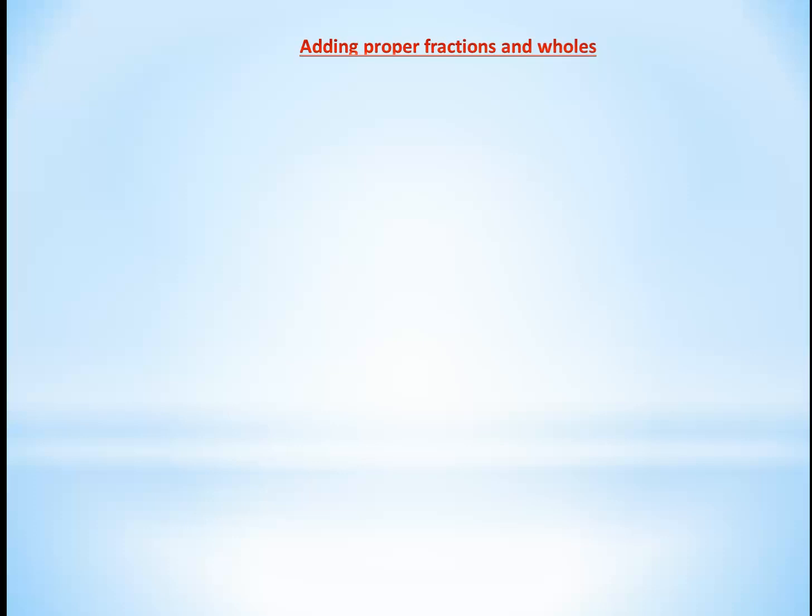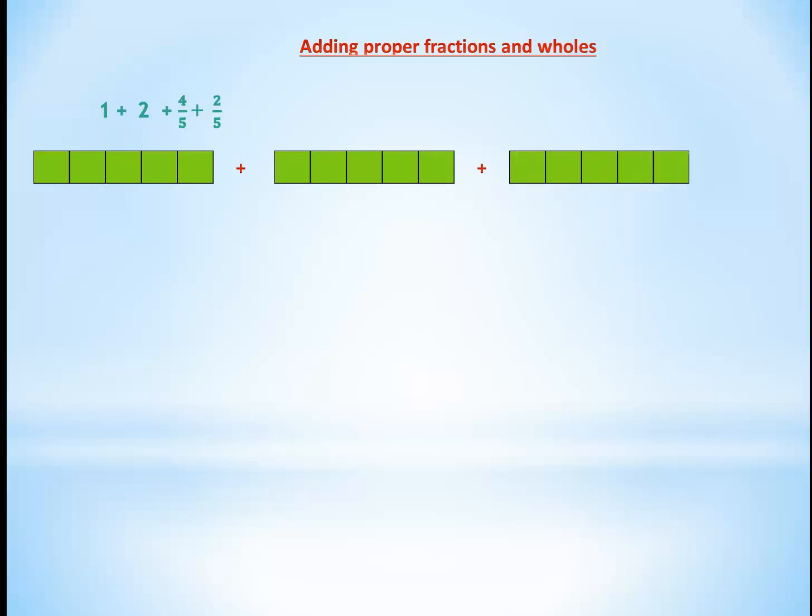Adding proper fractions and wholes. Okay, if we have 2 plus 4 over 5 plus 2 over 5. Okay, we know that we will decompose 2 into 1 and 1. So it will be 1 plus 1 plus 4/5 plus 2/5. Here we have 1 represented by a bar model, divided into 5 parts. And we have another part and another part. Plus this one we will change to 4 parts, which is 4/5 plus 2/5.